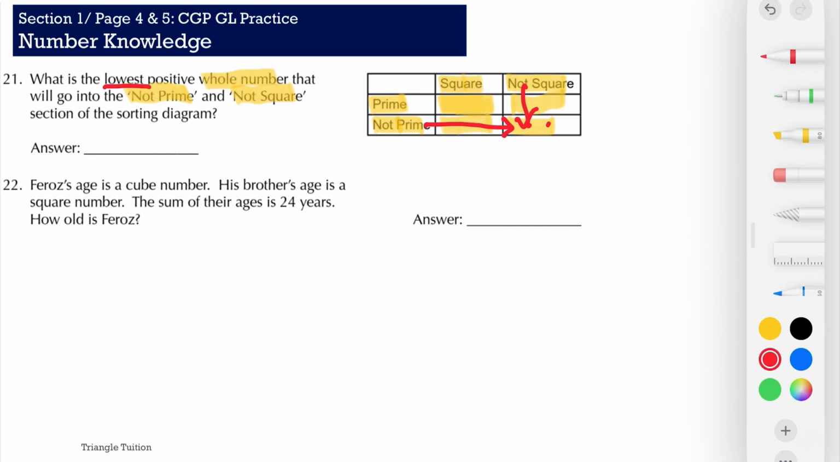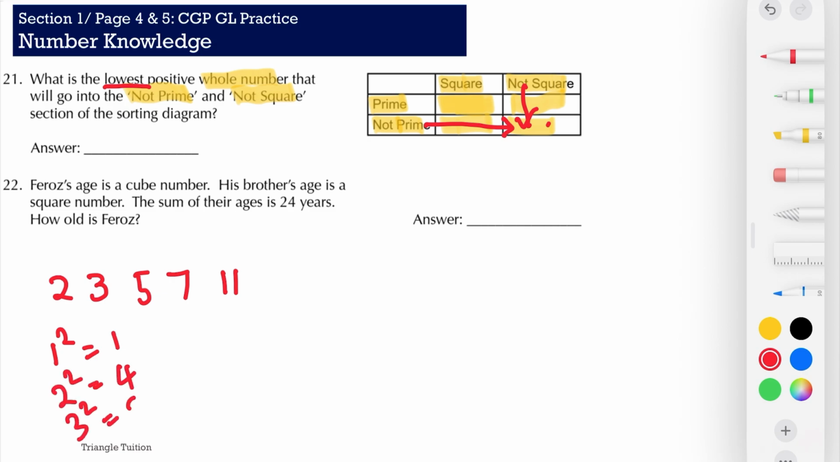Prime numbers have two factors, 1 and the number itself. So 2, 3, 5, 7 and 11. 9 is not a prime number because it has 3 times 3, also another factor. So it has 3 factors. Now let's look at the square numbers. Okay, 1 squared is 1, 2 squared is 4, 3 squared is 9.